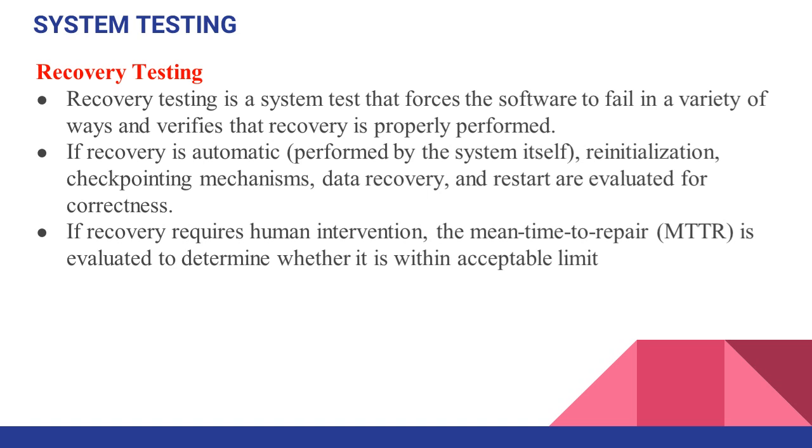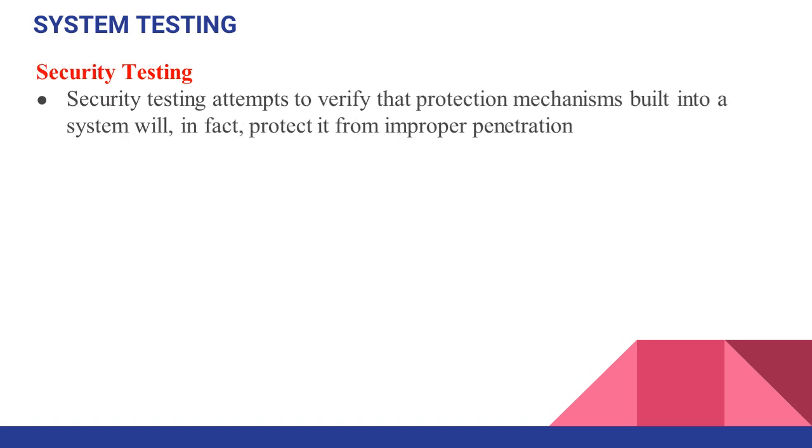Any computer-based system that manages sensitive information or causes actions that can improperly harm individuals is a target for improper or illegal penetration. Penetration spans a broad range of activities: hackers who attempt to penetrate systems for sport, disgruntled employees who attempt to penetrate for revenge, and dishonest individuals who attempt to penetrate for illicit personal gain.